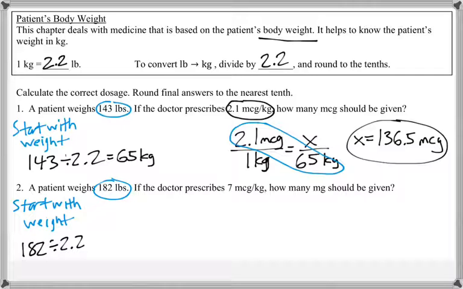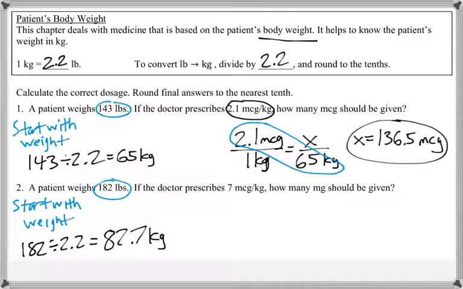So regardless of what the directions say about any of the other steps, on these problems they want us to round the final answer to the nearest tenth as well, but not all of them will. However, the step with the weight dividing by 2.2, we will always round that to the nearest tenth. So this is going to be 82.7 kilograms.